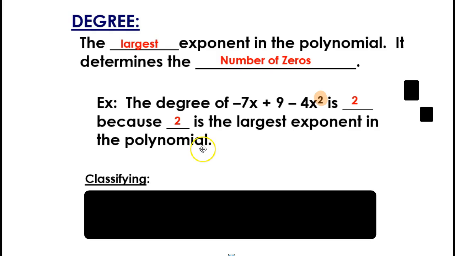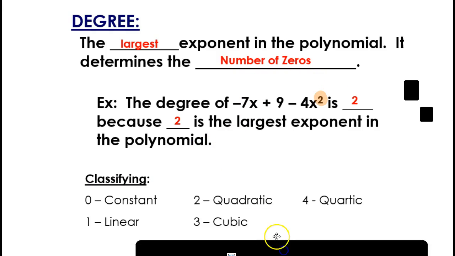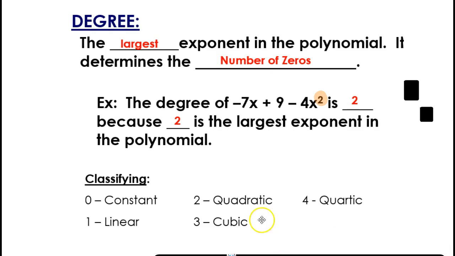That means that there are going to be 2 zeros or 2 roots. Okay, so some classifications. These are how we describe polynomials of different degree. These are words that you should know.